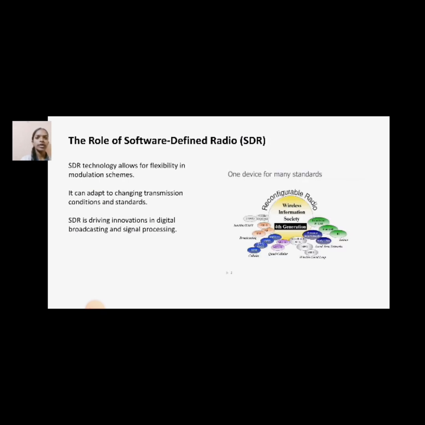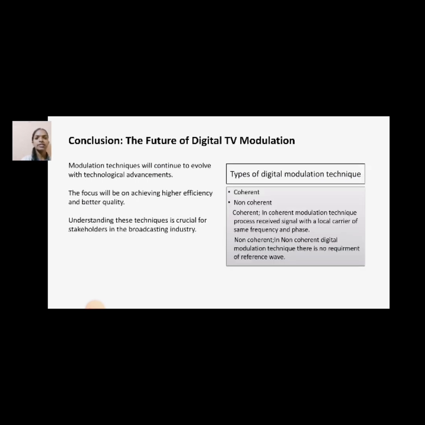The role of software defined radio, SDR. SDR technology allows for flexibility in modulation schemes. It can adapt to changing transmission conditions and standards. SDR is driving innovations in digital broadcasting and signal processing, one device for many standards. In conclusion, the future of digital TV modulation. Modulation techniques will continue to evolve with technological advancements. The focus will be on achieving higher efficiency and better quality. Understanding these techniques is crucial for stakeholders in the broadcasting industry.